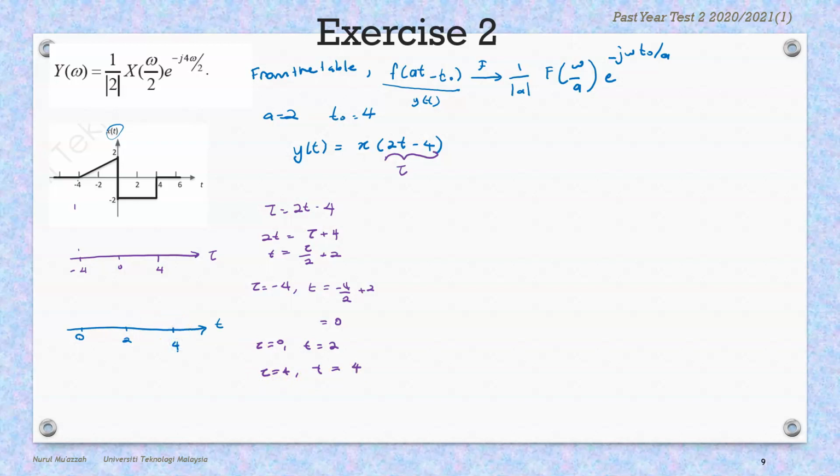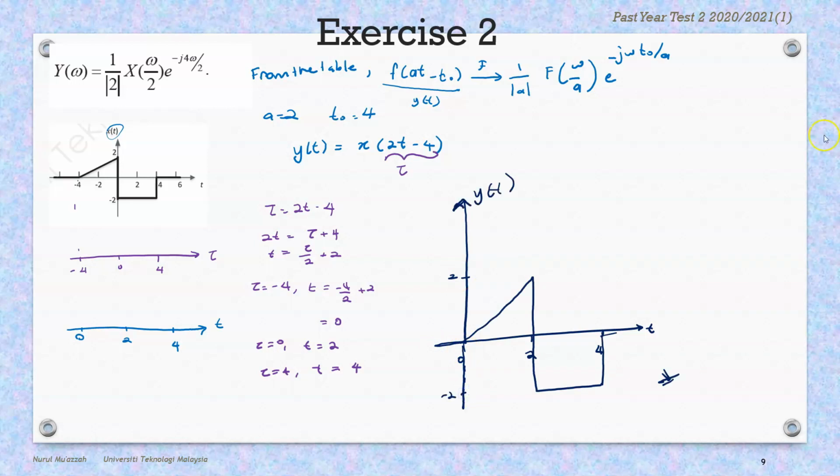Okay, we will draw the whole signal based on this. If you notice, this only involves shifting and also scaling. So we have time 0, 2, and also 4. Because it doesn't involve any inversion and also amplitude scaling, the shape should be the same. So now we have answered the question for past year test 2, question B.